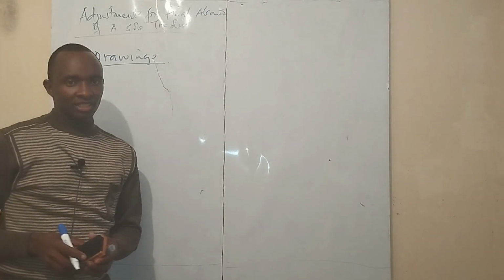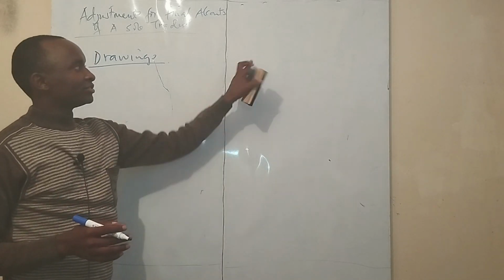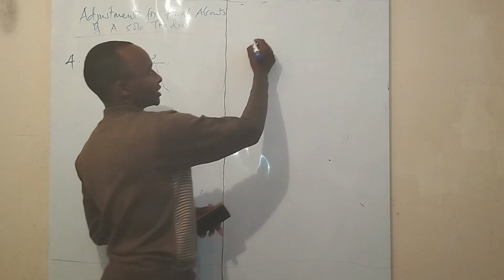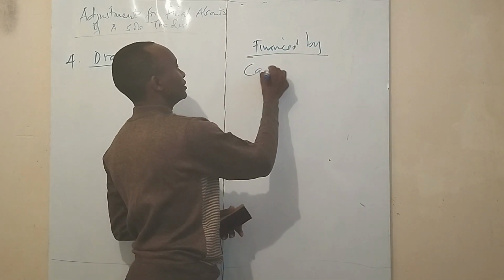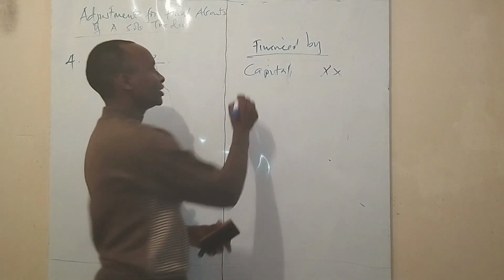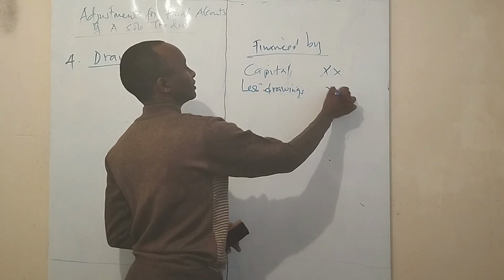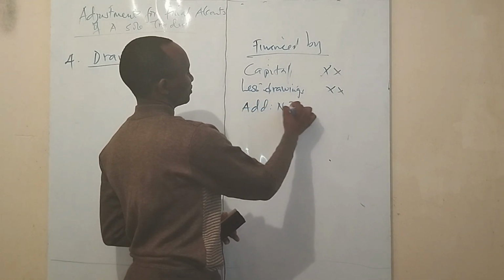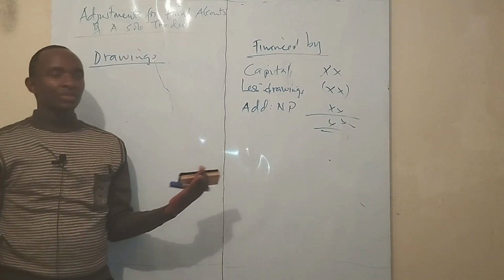There is not much about drawings. Yes, we all know that drawings normally reduce capital. That's why you'll find in the balance sheet, or the statement of financial position, under the financed by section, we normally say capital, a certain figure, and then we less drawings. Yes, and then maybe we add net profit. Yes, that is what we were saying.